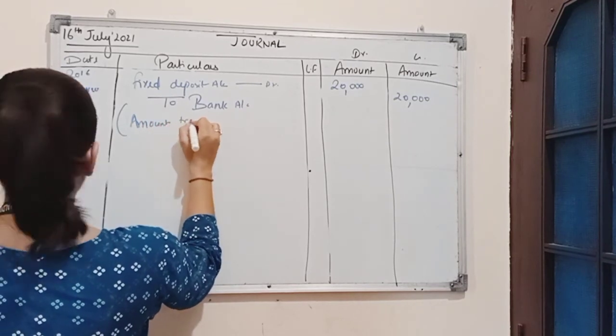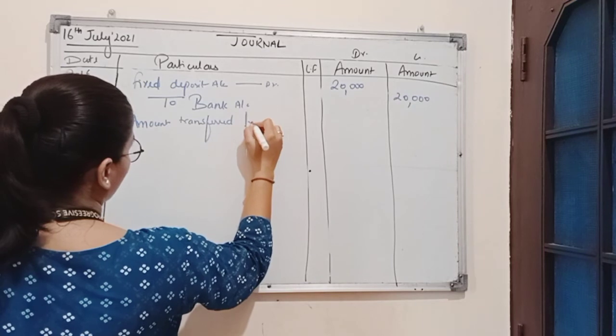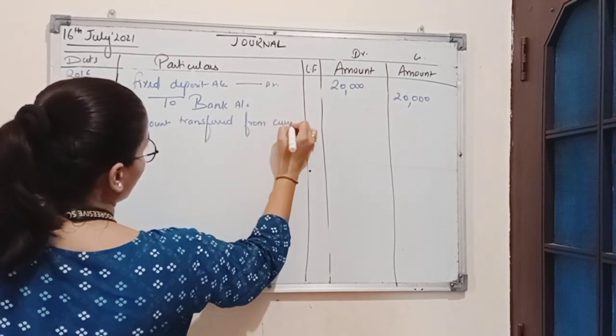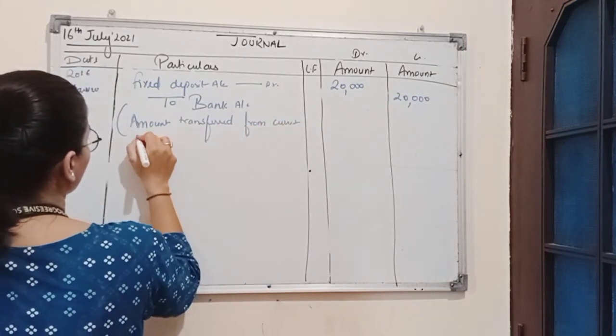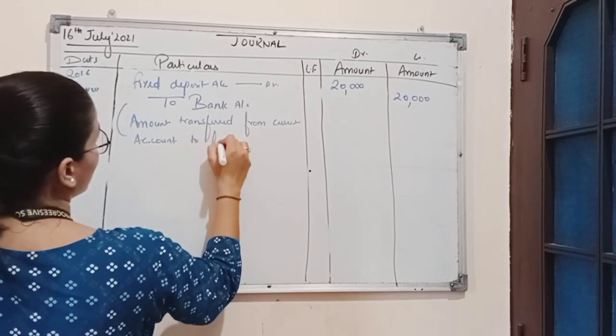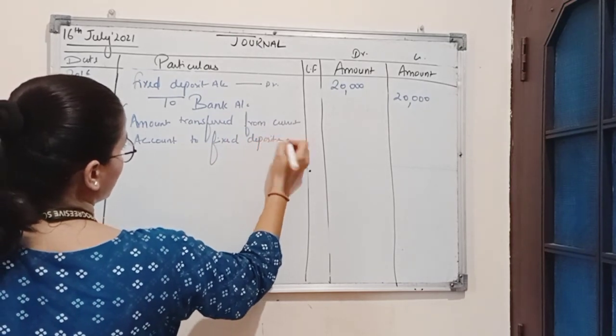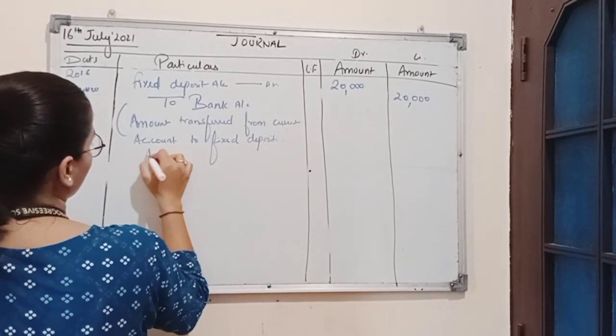amount transferred from current account to fixed deposit account.